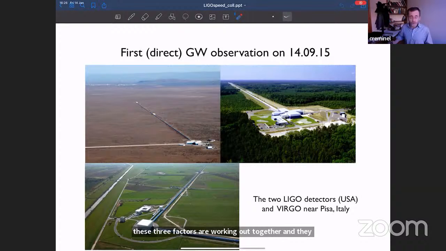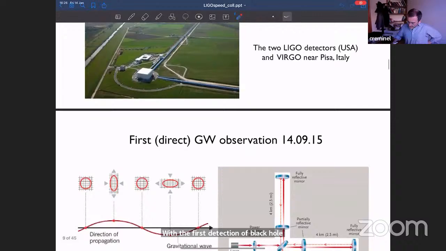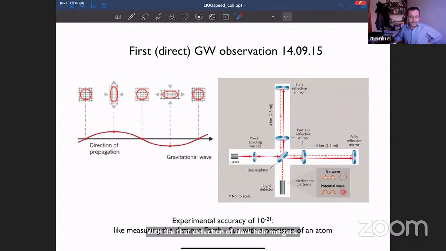So as you heard, this story began almost 6 years ago with the first detection of black hole mergers. And so since I'm a theorist, let me also stress the craziness of these results from the experimental point of view.